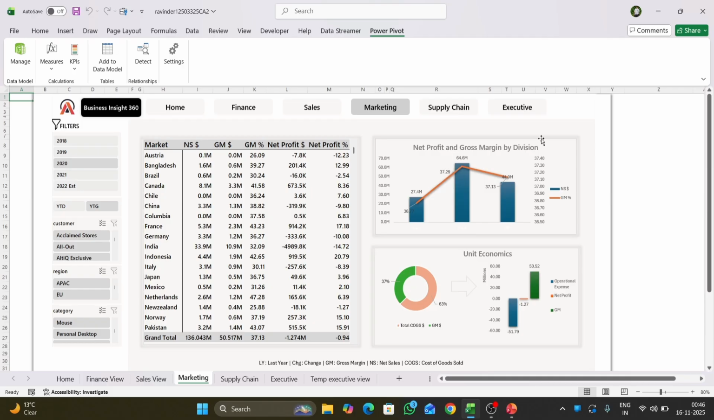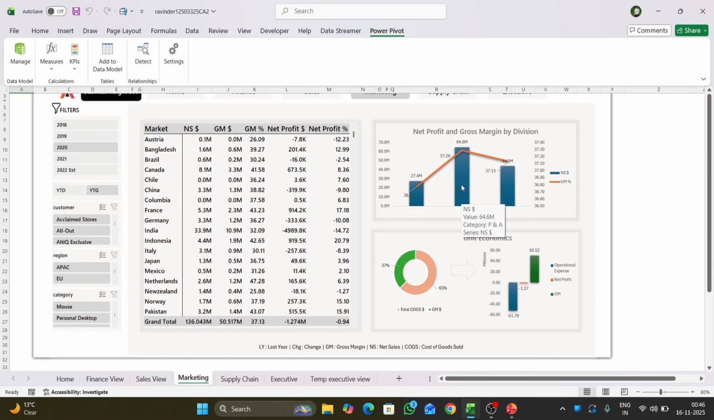After that, we have division level comparison. A combo chart compares net sales and gross margin across NAS, P&A, and PC divisions. The P&A here we can see performs strongly with good margin. After that, we have unit economics. A cost breakdown is shown using donut and bar charts here, highlighting COGS, gross margin, and operational expenses.